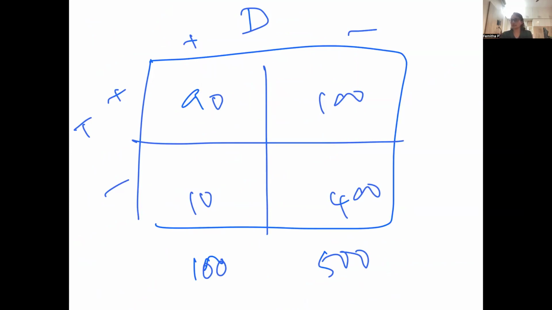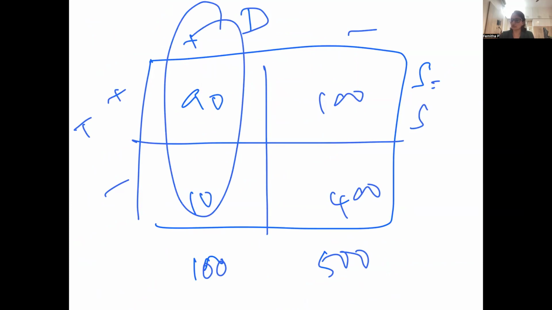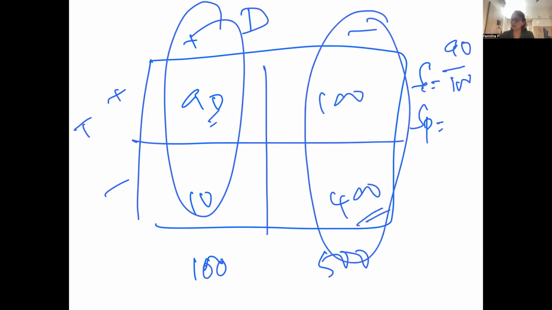We already calculated sensitivity and specificity. We found that the sensitivity was, out of all the disease population, how many got test positive? That's 90. I'm repeating quite deliberately. Specificity is, out of all those who do not have the disease, how many got test negative? That is 400 divided by 500, which was 80%.